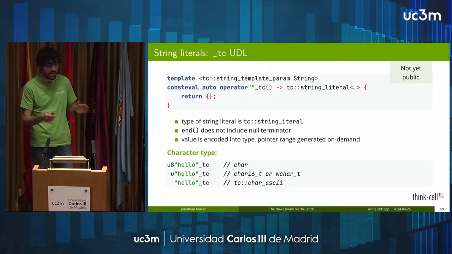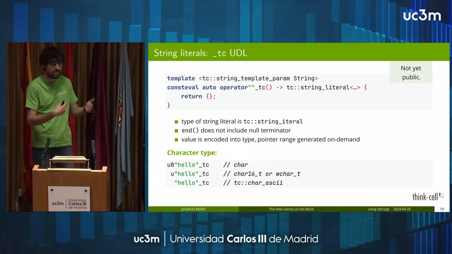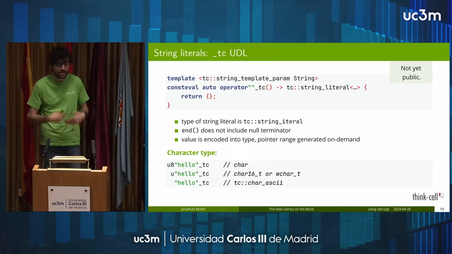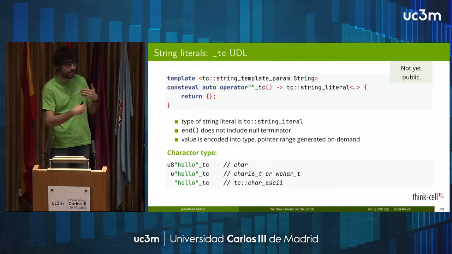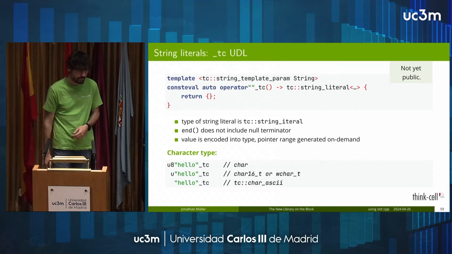Because everything is encoded into the type system, in principle, we can start doing unrolling optimizations if you have algorithms that take a string literal. Because everything is known at compile time in the type system, we can do very efficient compile-time string processing of all the literals, which is really nice.